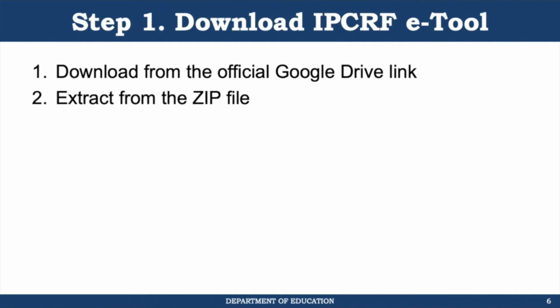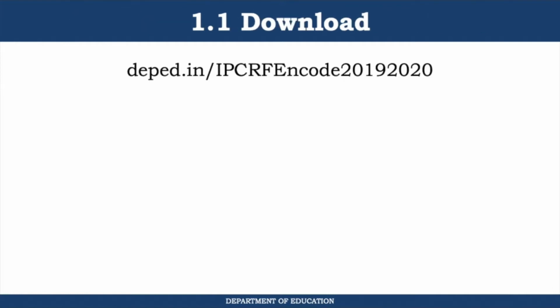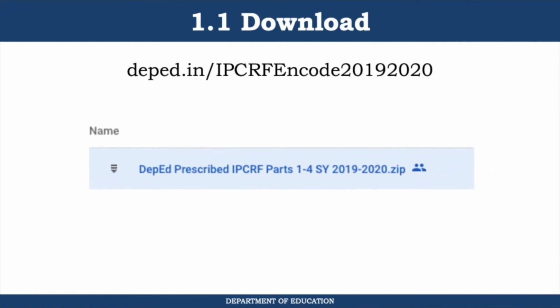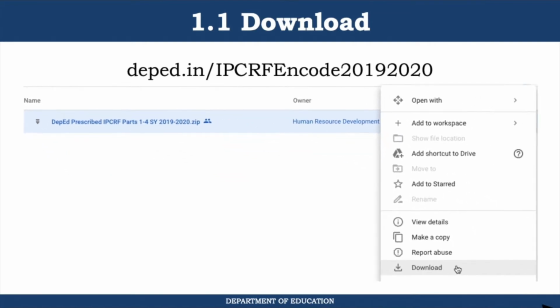If you obtained a copy of the tool recently, ensure you have the version with a proficient tool that has automatic ratings of 5 in Objective 10. Any version other than that is no longer valid. So where does one download the tool? You can find the tool by opening this link, which takes you to a Google Drive folder. In there, you will find a zip named DepEd Prescribed IPCRF Parts 1 to 4 SY 2019 to 2020. Simply right-click on the file and click Download.